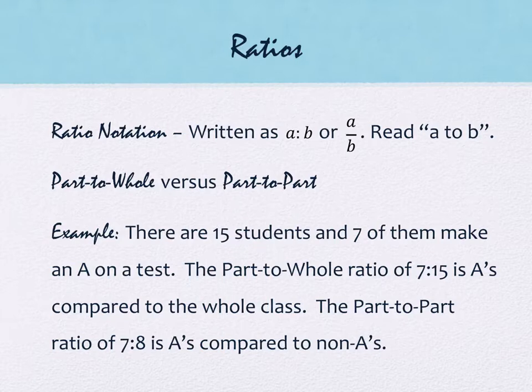There are two different types of ratios that we talk about. We talk about ratios as part to whole and ratios as part to part. Here's an example. If you had 15 students in the class and 7 of them made an A, then the part to whole ratio, that is the A's compared to the whole class, would be 7 to 15. That's one comparison. The other comparison you could make is the A's compared to the not A's, and that's a part to part comparison. And if that's what you were doing, the ratio would be 7 to 8. Okay? They're both descriptive, they just describe something that's slightly different.